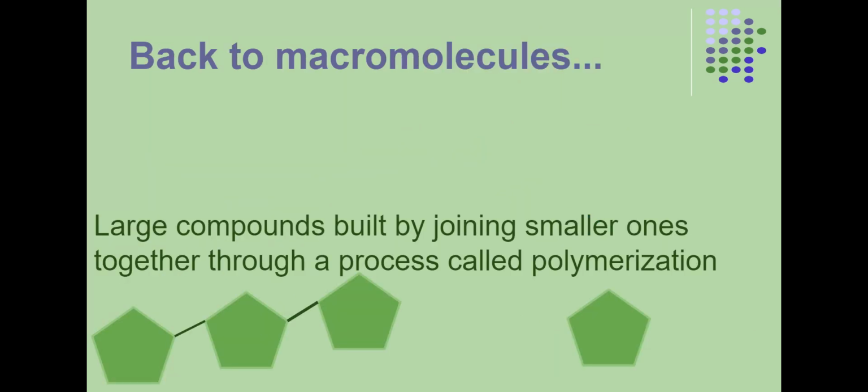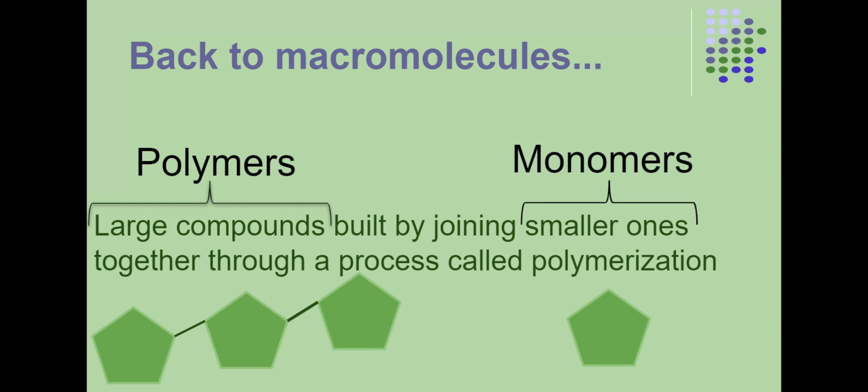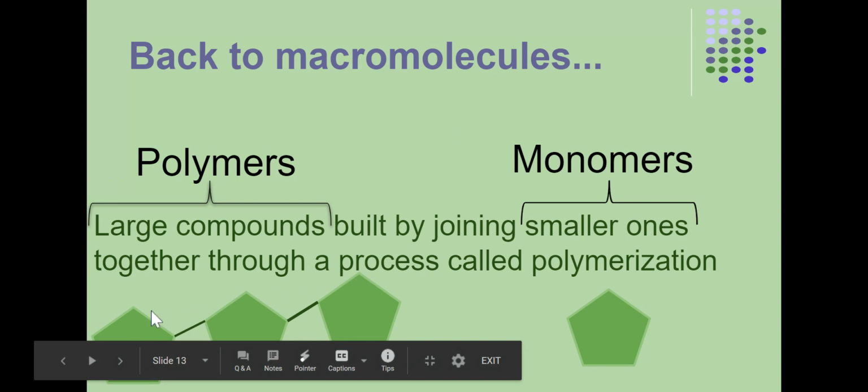Now, let's get back to this idea of macromolecules. Macromolecules occur when large compounds, which are called polymers, are built by joining up smaller molecules, which are called monomers. Together, this is called polymerization. Do you see the word polymer in there? Polymerization is what you could call it. So the large molecules or the large compounds are polymers. And you can see that they're made up of many other smaller ones, which are called monomers.